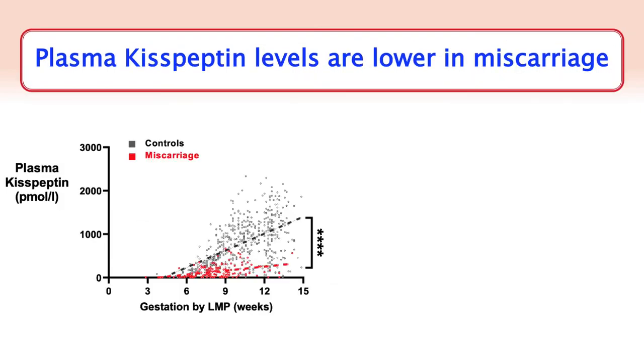Plasma kisspeptin levels increased linearly with gestation in control pregnancy, but were markedly reduced in women who suffered miscarriage. A multi-level adjusted logistic regression model determined that the odds of miscarriage were reduced by 35% for every 100 picomole per litre increase in kisspeptin levels.